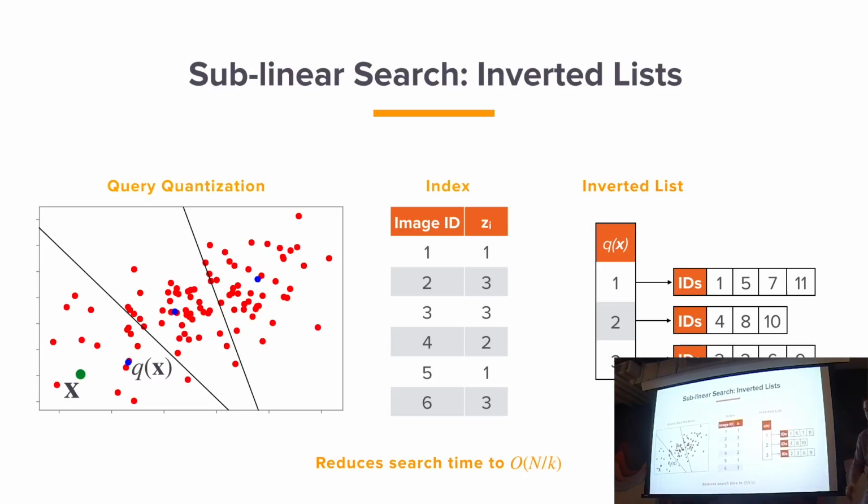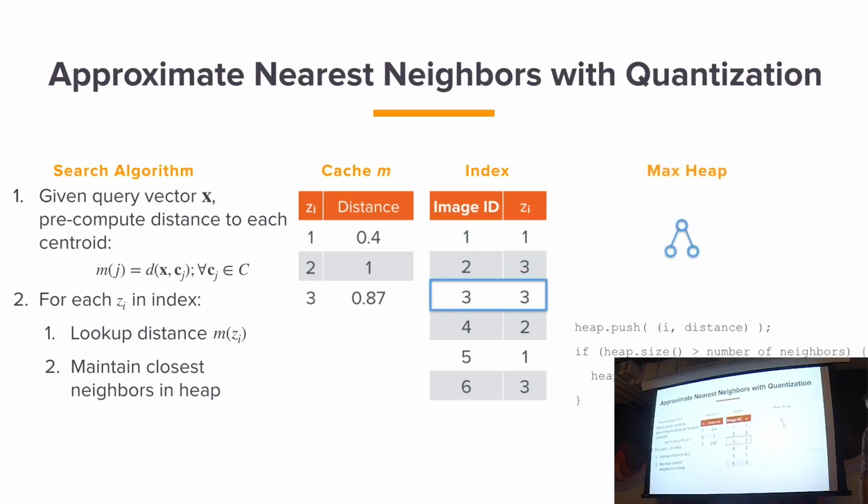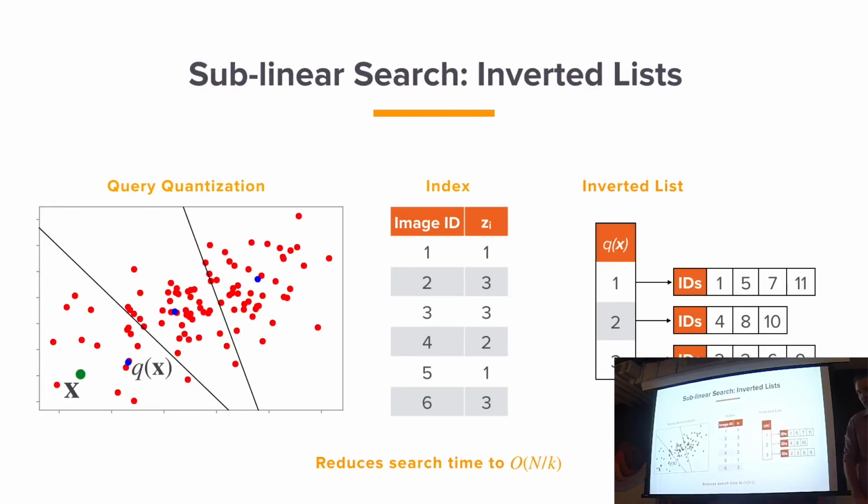So that was linear, right? So I had this linear search. I still have big O of n k, right? I want to make this sublinear. I want it to be faster. So one way to do that is build what's called an inverted list. And then we'll take the query vector x, and we'll actually quantize it. And then we'll only look at images near there.